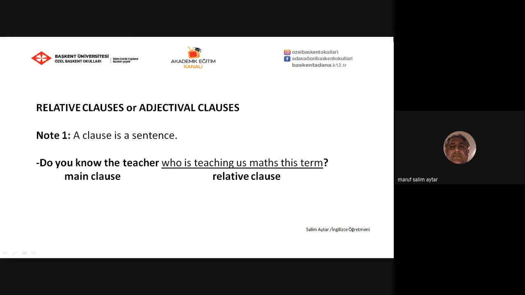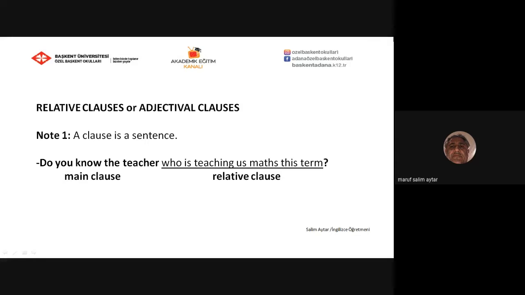Now I'm going to talk about relative clauses or adjectival clauses with another word. There is a note I would like to share with you at the very beginning. Actually, when I say a clause, I mean a sentence.